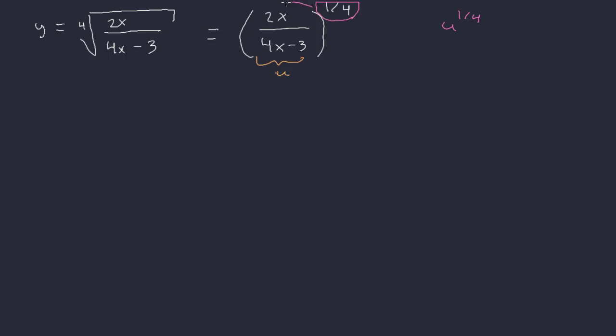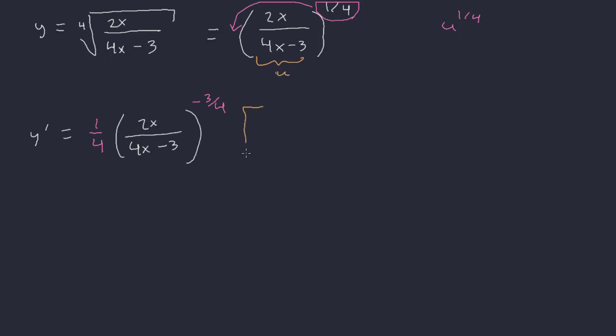So we're going to bring the 1/4 down, okay, and then subtract by 1. So y prime will be 1/4 times the stuff left alone. So always remember that. The inside stuff is left alone. You don't ever mess with that. Then it'll be 1/4 minus 1. That will be negative 3/4.